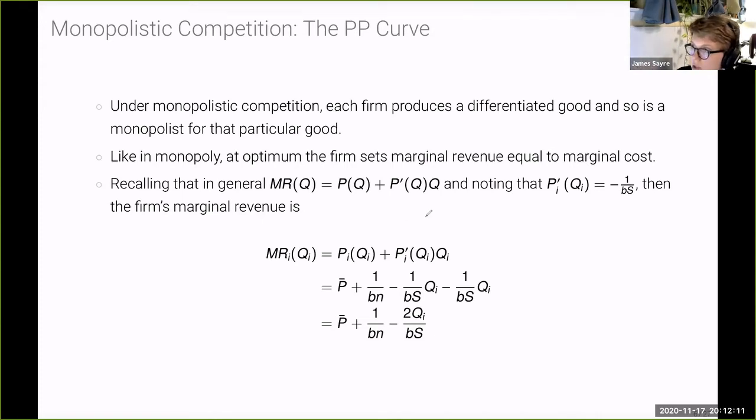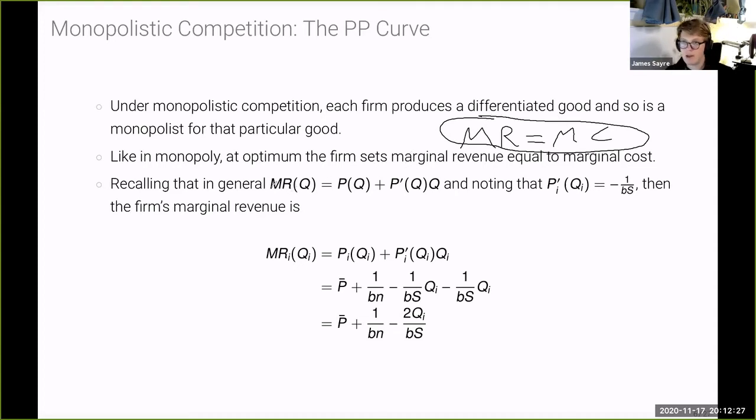We saw in class today that in monopoly, at the optimum, the firm is going to set marginal revenue equal to marginal cost. This is the rule that I'm sure is familiar to you from intermediate micro, and maybe even introductory micro that you've taken earlier. The profit maximizing rule for someone who has market power is to set marginal revenue equal to marginal cost.